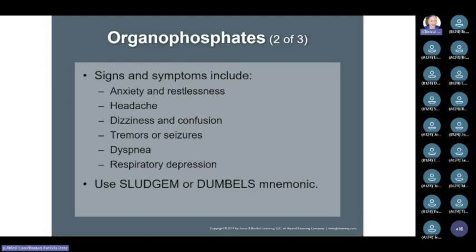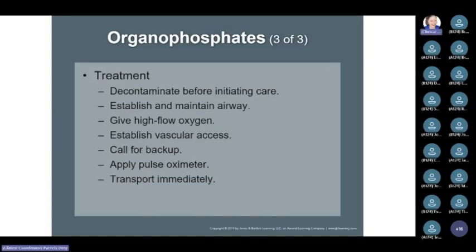So anxiety, restlessness, headache, dizziness, confusion, tremors, seizures. Seizures is the big one, but respiratory depression, you're going to have that along with dyspnea. And so SLUDGEM: salivation, lacrimation, urination, defecation, emesis, and muscle twitching or miosis. And alternatively, you have diarrhea, urination, miosis, and that's where you have that constriction of the pupils, or muscle weakness, either one. Bradycardia can also be bronchospasms, bronchorrhea, and emesis, lacrimation, seizures, salivation, and sweating. DUMBBELS covers a little bit more than SLUDGEM, just for future reference.